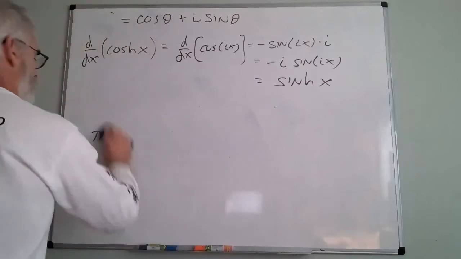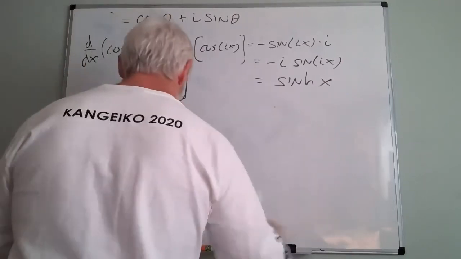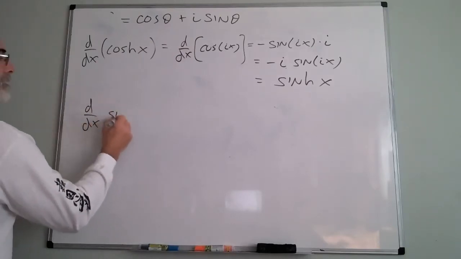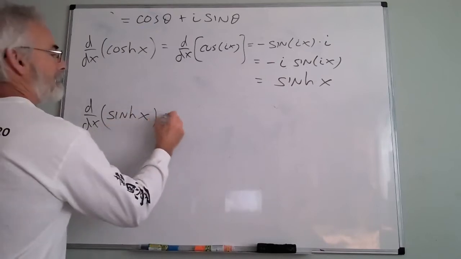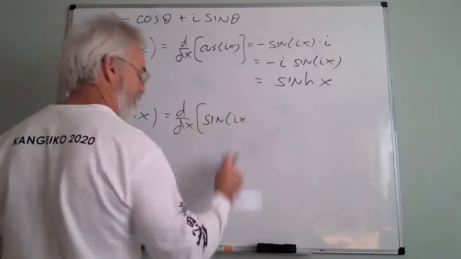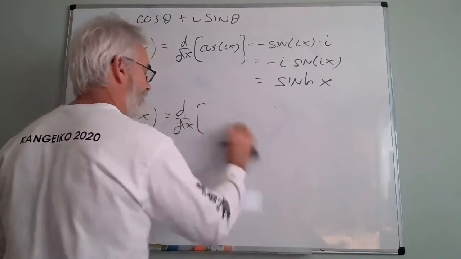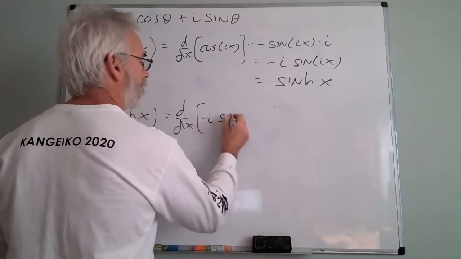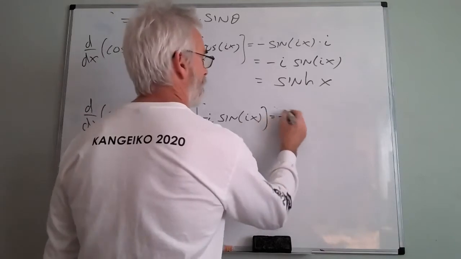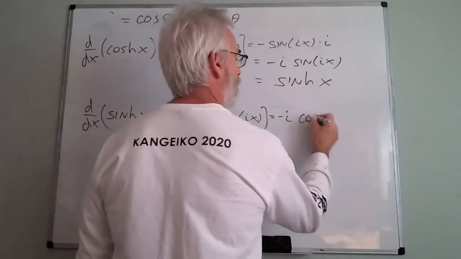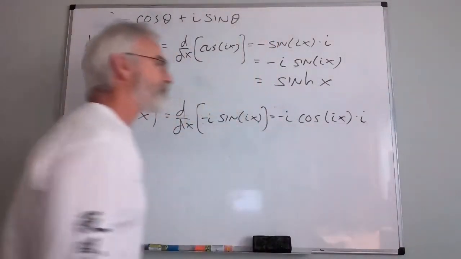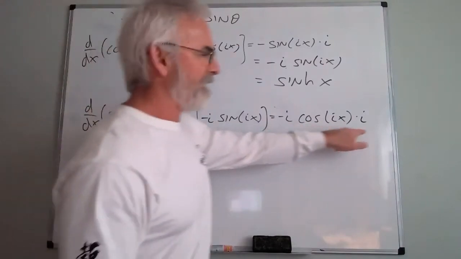Let's do the same thing with the hyperbolic sine. Oops, sorry, lost my negative i in front. Okay, well, this would be negative i times the cosine of ix, and then the derivative of ix, which would be i. Negative i times i.